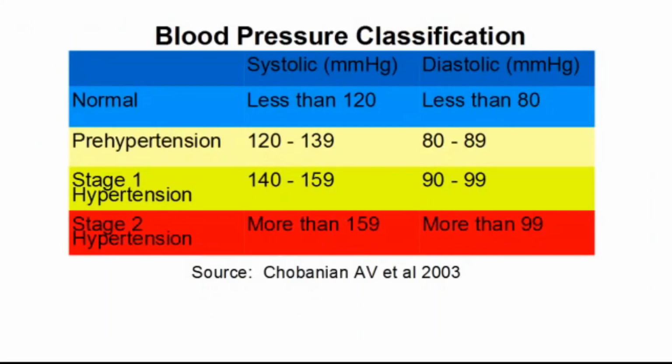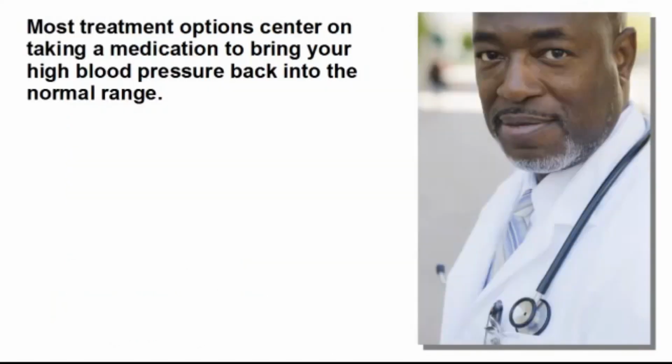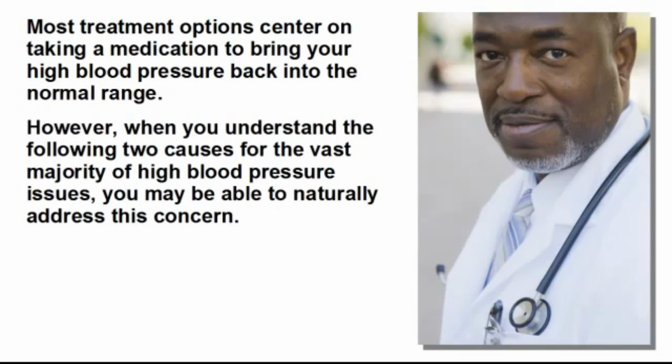On the screen is a chart to help you understand the general guidelines your physician looks at in determining if you have high blood pressure. As your systolic and diastolic numbers increase, so does your physician's concern in treating this issue. Most treatment options center on taking a medication to bring your high blood pressure back into the normal range. However, when you understand the following two causes for the vast majority of high blood pressure issues, you may be able to naturally address this concern.